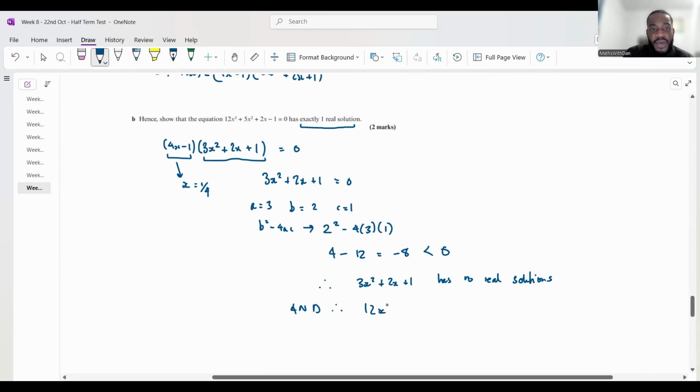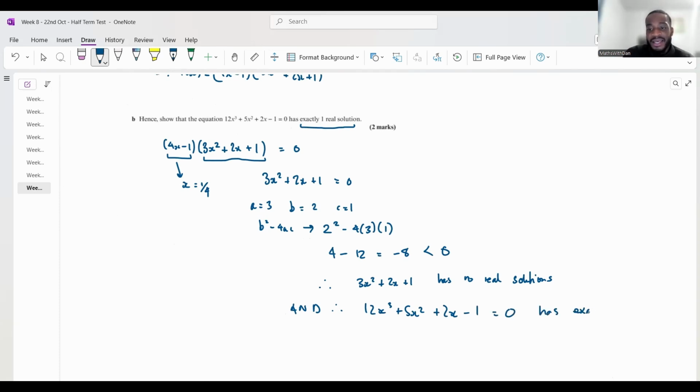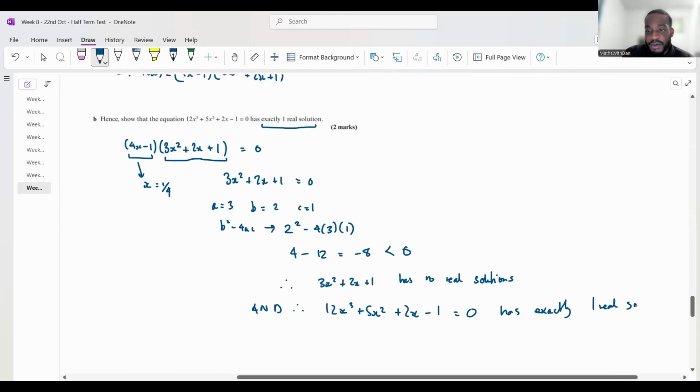Or you can write like this, 2x cubed plus 5x squared plus 2x minus 1 equals 0 has exactly one real solution. And that's how you would show the examiner that there's only one solution. You have to apply the discriminant, show explicitly that you don't get any solutions because your discriminant is negative, and then that implies that there's only one because we already got that one already. Yeah, everybody happy with that?